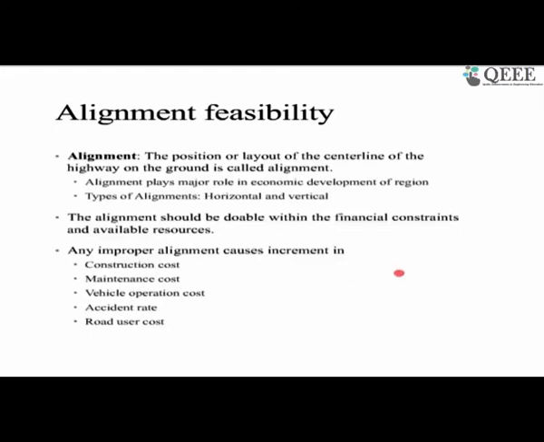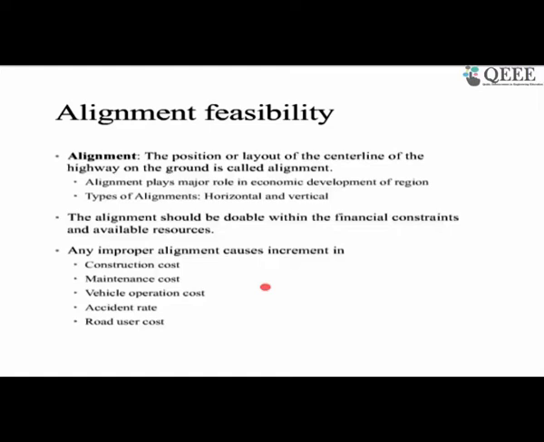Now whenever we are talking about the cost, let's look into what costs are involved. It involves the construction cost, maintenance cost, vehicle operation cost, accident cost, and the road user cost. So a properly designed highway will definitely not only reduce the construction cost, but also reduce the maintenance cost, vehicle operation cost, and other costs.